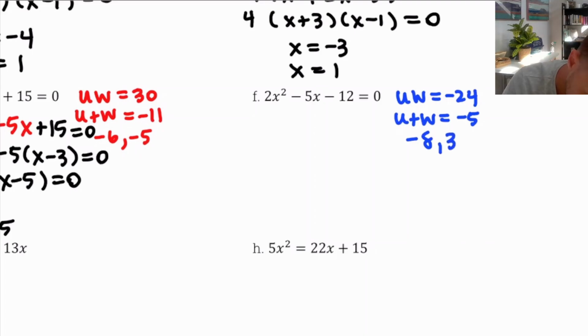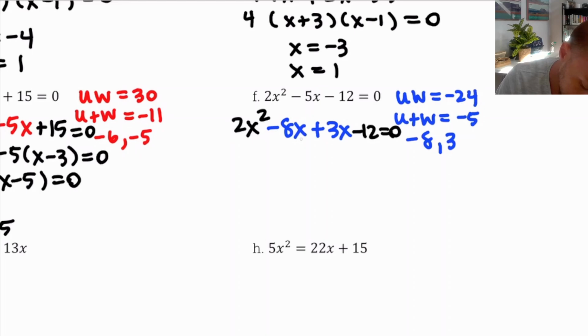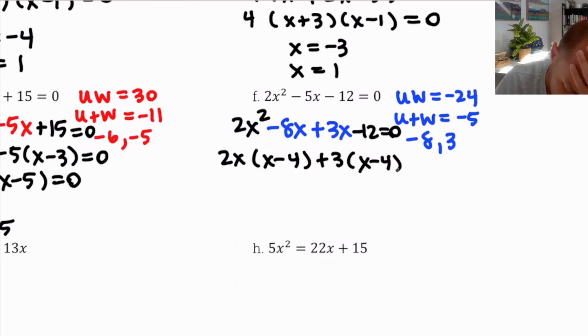Okay, so I'm going to split up that middle term: 2x squared minus 8x plus 3x minus 12 equaling 0. Okay, group and factor. From the first 2, I see the 2x. From the second 2, I've got that 3. This gave me an x minus 4, so I know I'm on the right track. If I didn't see that same binomial, that's a bad sign. It means you've done something wrong. I need to double check. Okay, then I factor out the x minus 4, and I'm left with a 2x plus 3.